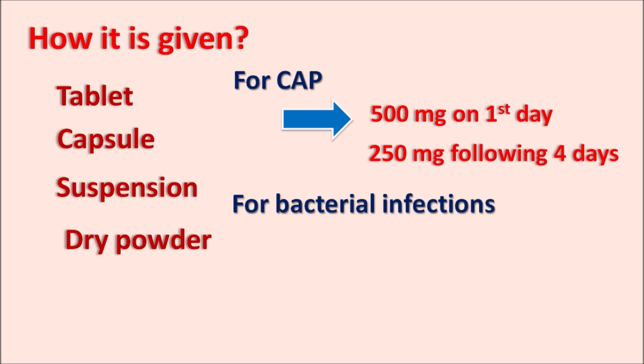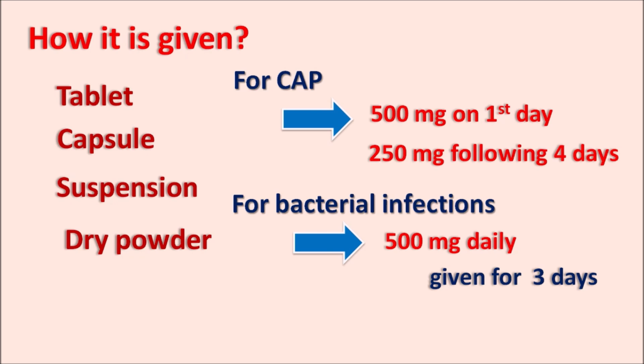Similarly, for bacterial infections, azithromycin can be given at a dose of 500 mg once daily, and it is prescribed for 3 days. The dose can also be variable based on the clinical condition. So that's about this azithromycin.